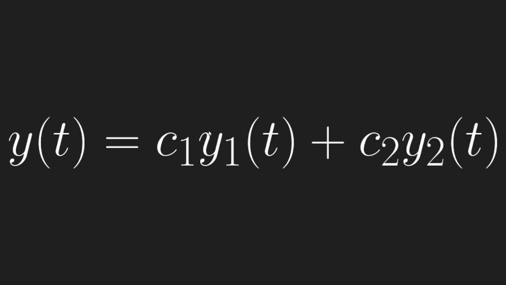Yeah, so if y1 of t and y2 of t are linearly independent of each other, then this right here is the general solution to our linear second order homogeneous differential equation. Thank you, ladies and gentlemen.